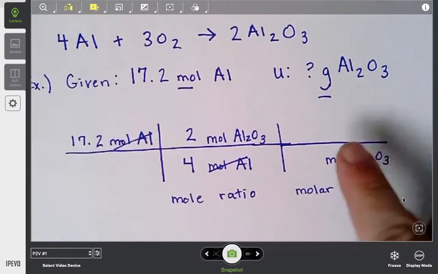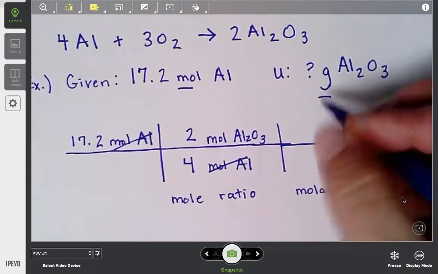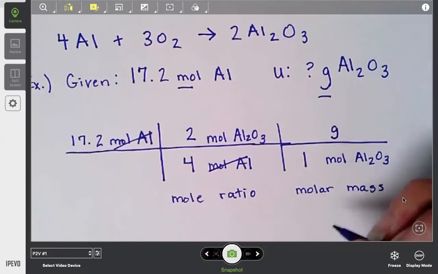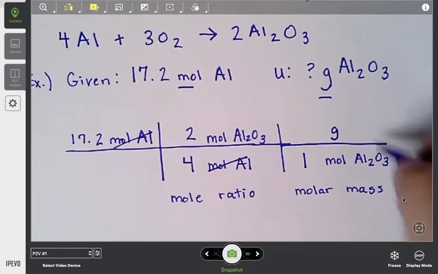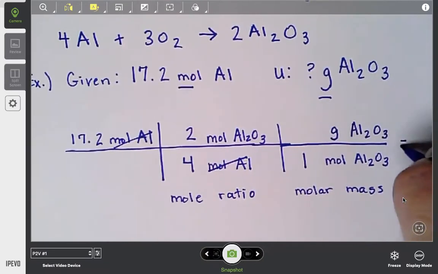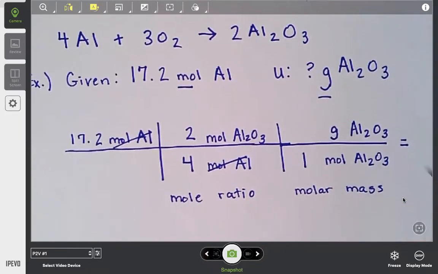And then since this is molar mass, it's going to be the mass of 1 mole. Molar mass is defined as the mass of 1 mole. To find the molar mass of aluminum oxide, I can't just look at my periodic table. I have to use my molar mass finding skills.